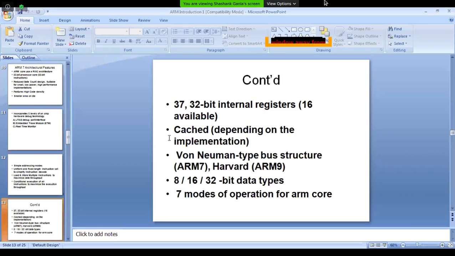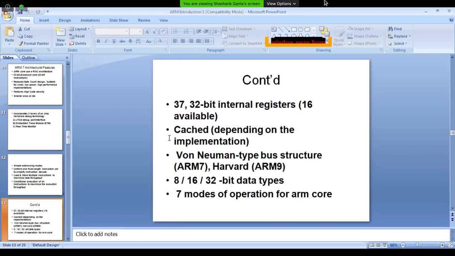But as of now, remember, ARM1 till ARM9 supports 7 modes of operations. Since we are learning about ARM7, right now ARM7 supports 7 modes of operations. So what are these 7 modes of operations? These are hardware modes. These are modes which will decide the accessibility of the 37 registers that have been mentioned a few minutes back.